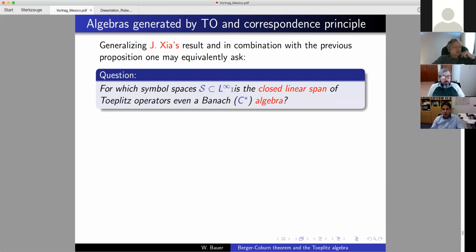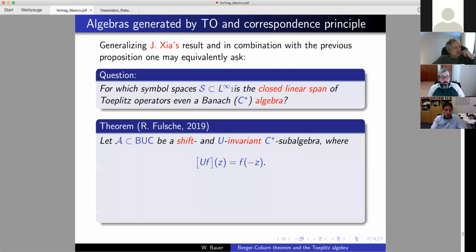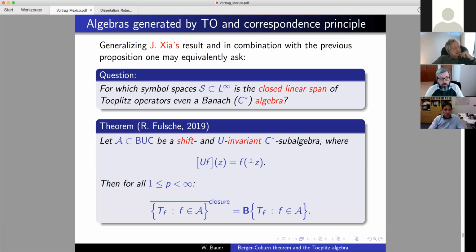That the closure of the linear span of Toeplitz operators with symbols in this subspace S actually is an algebra, a C-star algebra, or a Banach algebra if P is not equal to 2. And here's one result which tells you that that may happen rather often. If A is a shift invariant C-star subalgebra of the bounded uniformly continuous functions, and also if it is U invariant, U was that operator here which flips a sign in the argument, then it's true for all P between 1 and infinity that the linear closure of the Toeplitz operators with symbols in that shift invariant, U invariant C-star algebra coincides with the Banach algebra generated by all these operators.